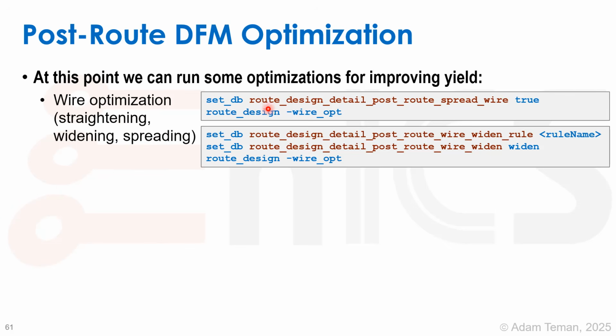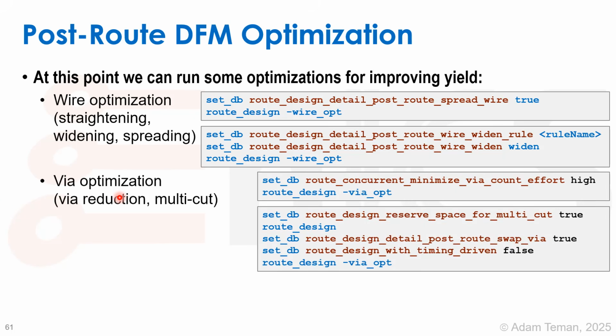So we'd run set db route_design_detail_post_route_spread_wire true, and then do route_design -wire_opt, or set db route_design_detail_post_route_wire_widen_rule and give the rule name, or route_design_detail_post_route_wire_widen, and then run route_design -wire_opt.